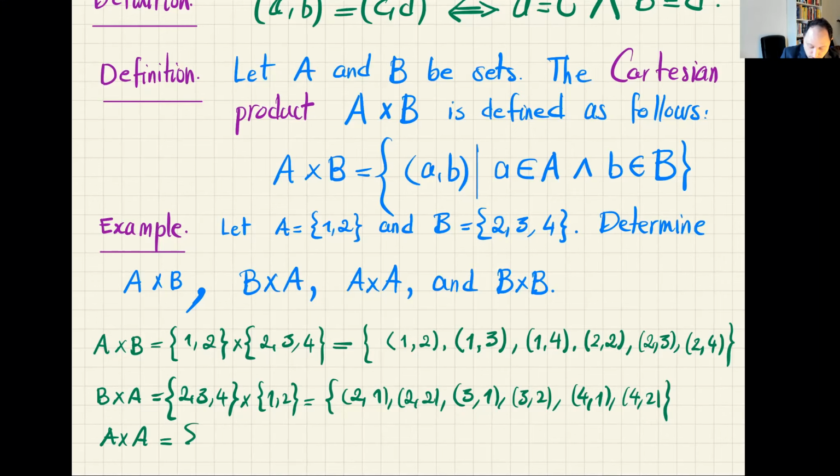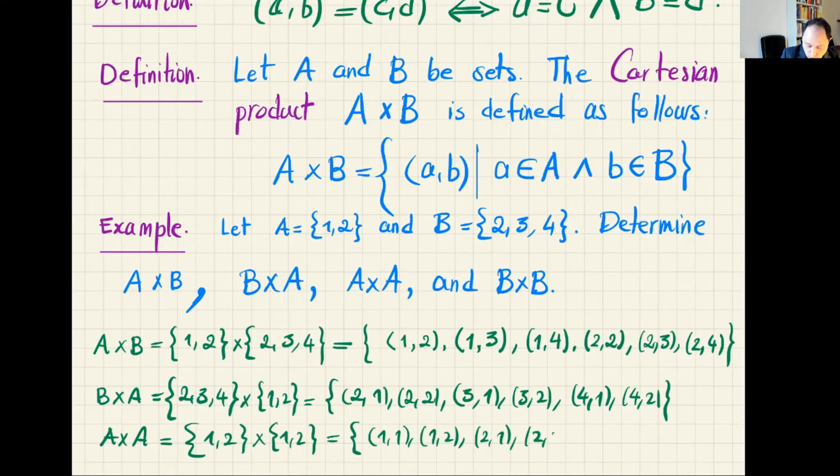What is A cross A? It means that I have 1 and 2 multiplied by 1 and 2. So this becomes 1 and 1, 1 and 2, 2 and 1, 2 and 2. I'm writing quickly, but if you think that you don't understand, please interrupt me.